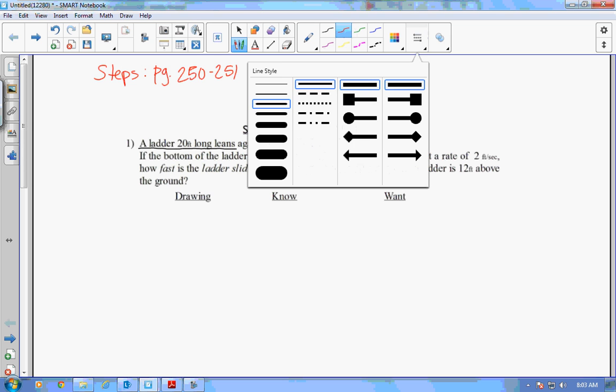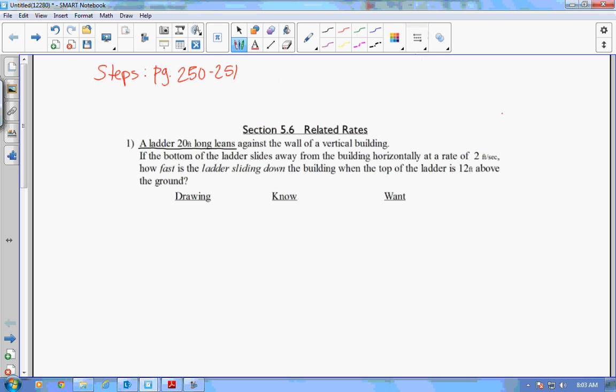This is a sliding ladder problem. If the bottom of the ladder slides away from the building horizontally at a rate of 2 feet per second, okay, how fast is the ladder sliding down the building? We need to know which direction we're talking about. Down the building, when the top of the ladder is 12 feet above the ground.